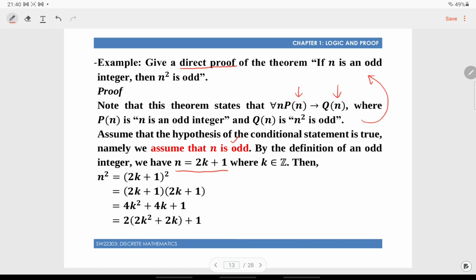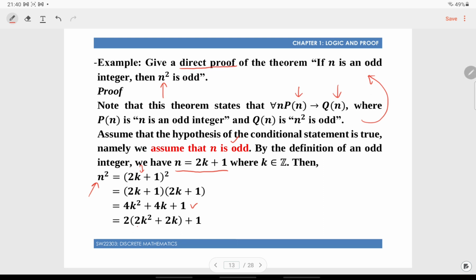Okay, where k can be any integer. Then our interest now is to know about the square of n. So we have n square here. n square equals, because n equals 2k plus 1, we substitute to here. So it becomes (2k plus 1) square. So we expand, and we come up with this equation: 4k square plus 4k plus 1. And then we can factorize. So we have 2 in parentheses (2k square plus 2k) plus 1.